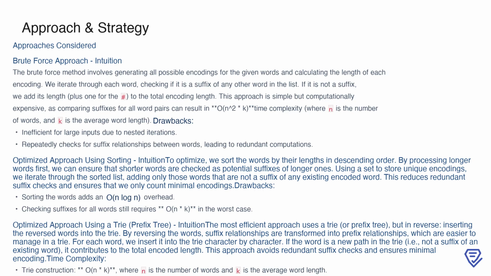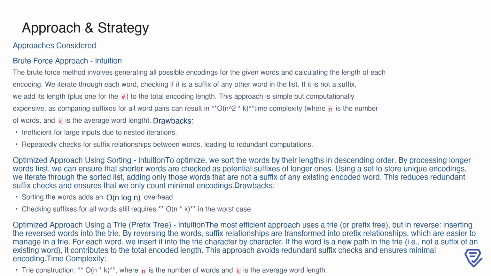Next, we look at an optimized approach involving sorting the words by length in descending order. By processing longer words first, shorter words can be checked as potential suffixes of these longer ones, reducing redundant comparisons. A set is used to store unique encodings, and we only add words that are not already a suffix of an existing encoded word. While this method improves efficiency, reducing redundant suffix checks, it still involves sorting the words, which adds an O(n log n) overhead, and suffix checks for all words in the worst case still require O(n * k).